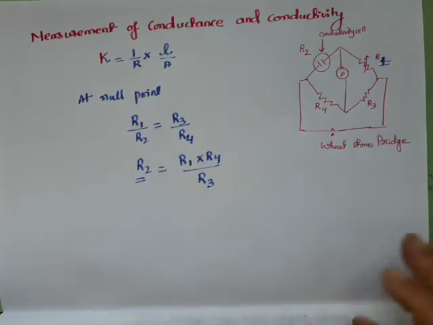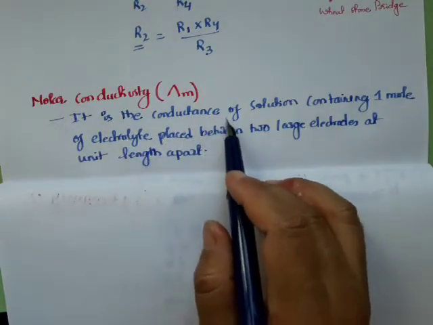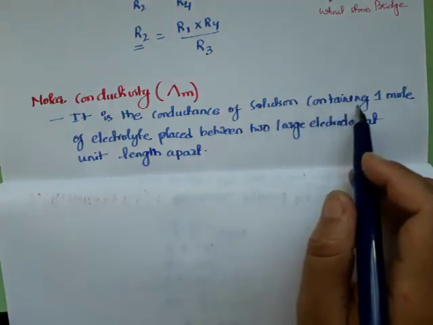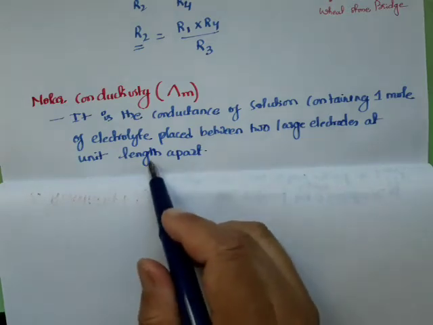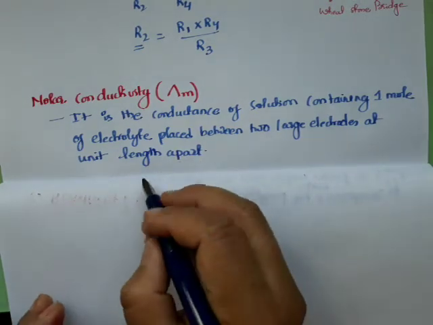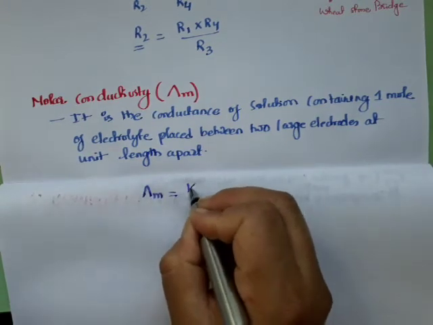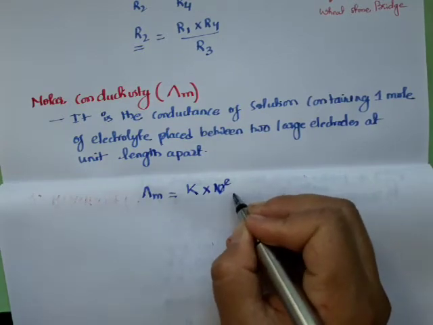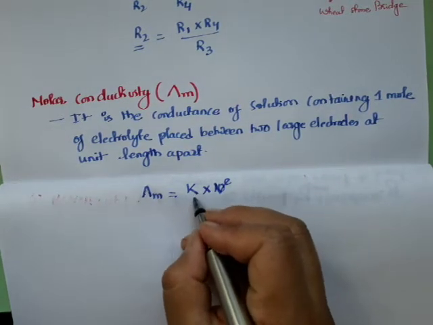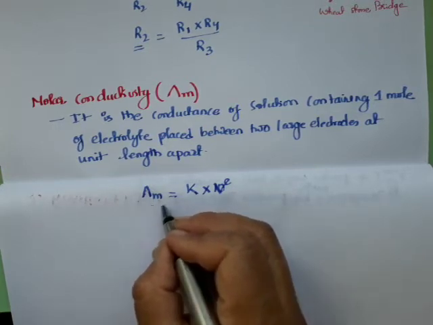Next, we will try to discuss molar conductivity. Your molar conductivity is the conductance of a solution containing 1 mole of electrolyte placed between 2 large electrodes at unit length apart. So your lambda m is equal to kappa into the volume of your solution. Your kappa is the conductivity of unit volume of solution, and lambda m is the conductivity or conductance of V volume of solution.